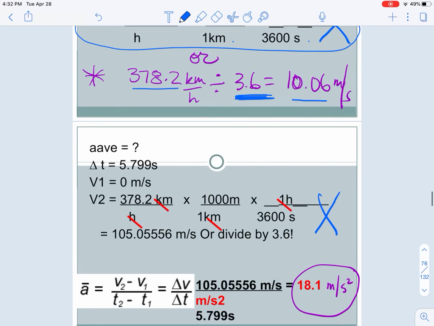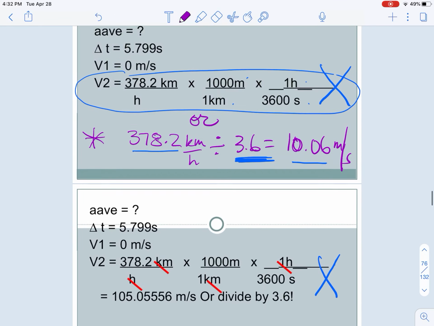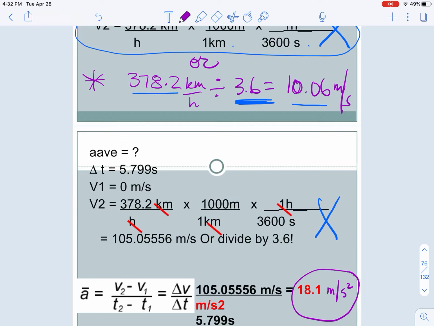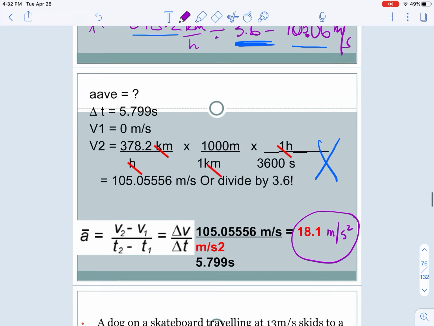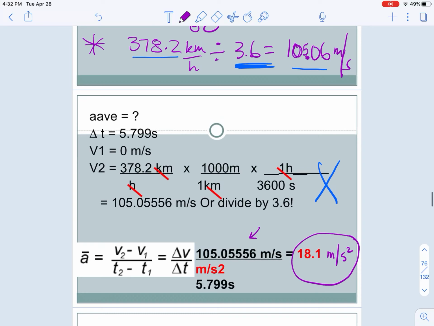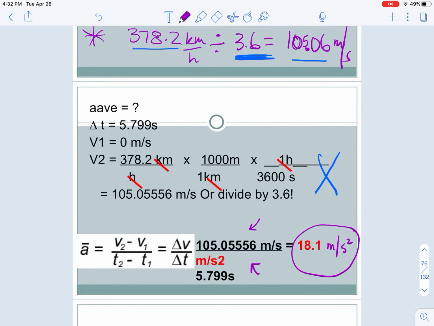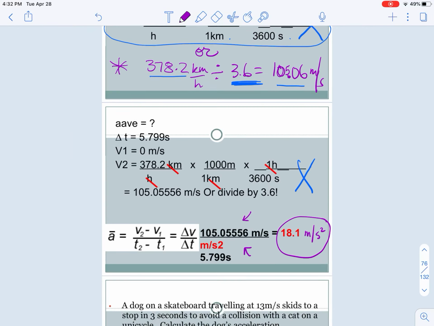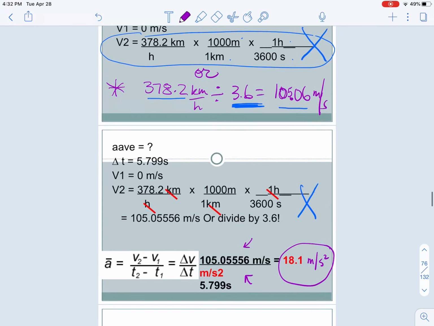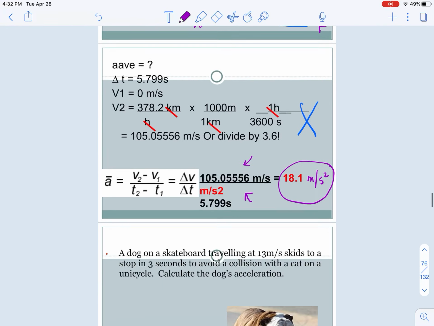We just take the 10 point, sorry, it was supposed to be 105.05. I just forgot to write it in properly. Okay, so you take your 105.06 meters per second that you calculated, and you are going to divide that by your time in seconds, and your final answer is 18.1.